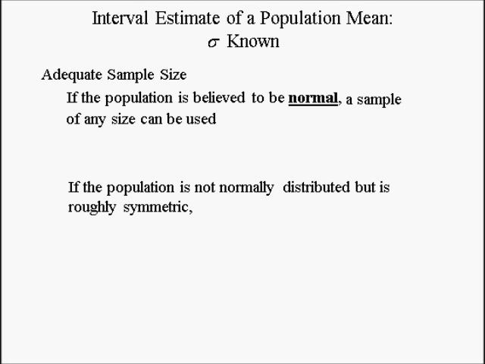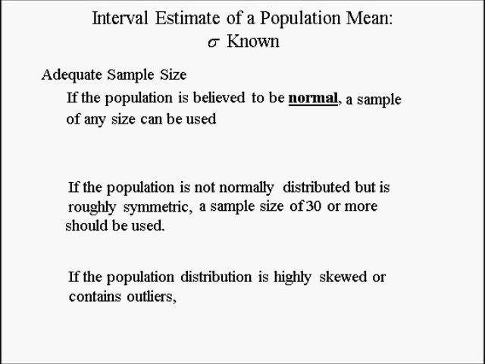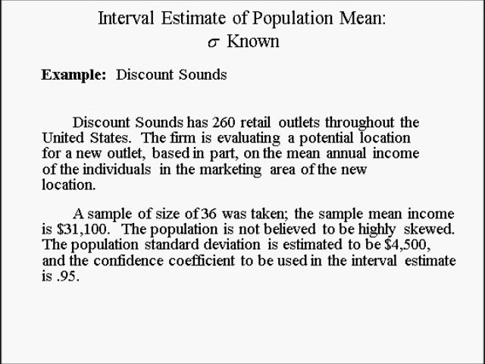If the data is from a population that is not normally distributed but is roughly symmetric, a sample size of 30 or more should be used. If the data is from a population that is heavily skewed or contains outliers, a sample size of 50 or more is recommended.